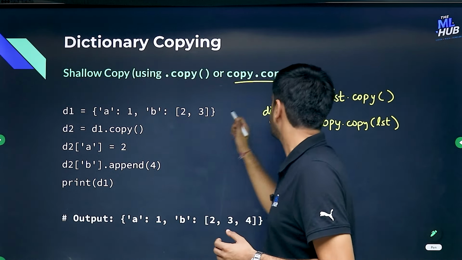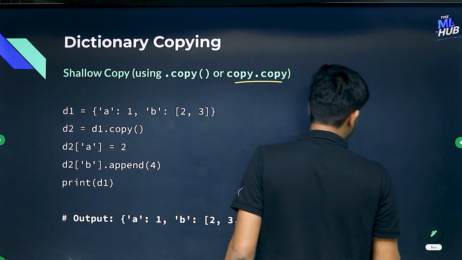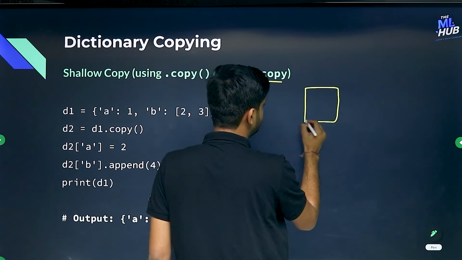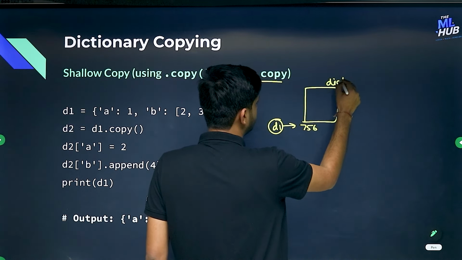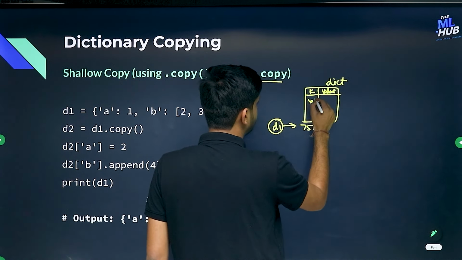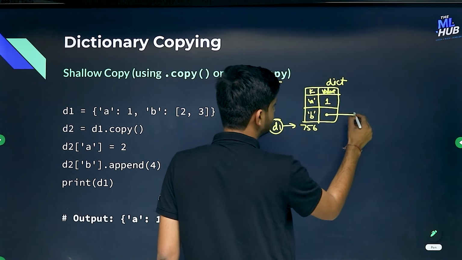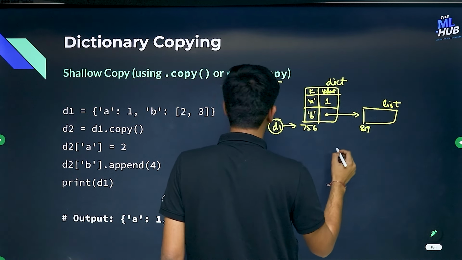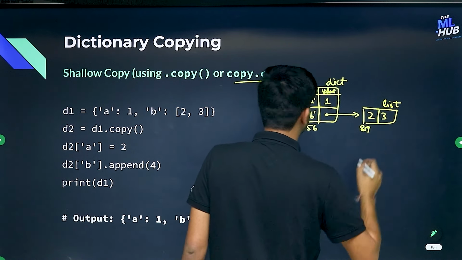Here, again let's see in memory how this will happen. Again the same memory is there. Let's say at memory location 756, the D1 variable is pointing here, it is a dictionary containing key and value pairs. For string A the value is 1 and for string B there is a list. The list will be stored somewhere else in memory, at let's say memory location 819, and you will just have an address stored here and it contains values 2 and 3.